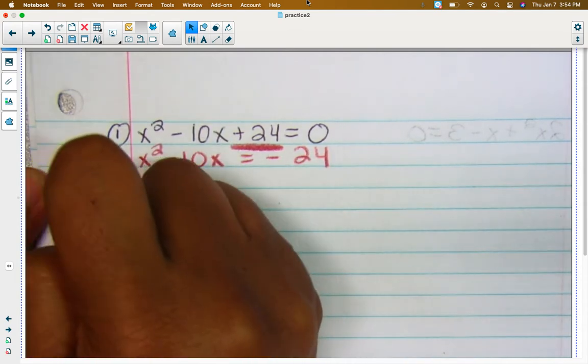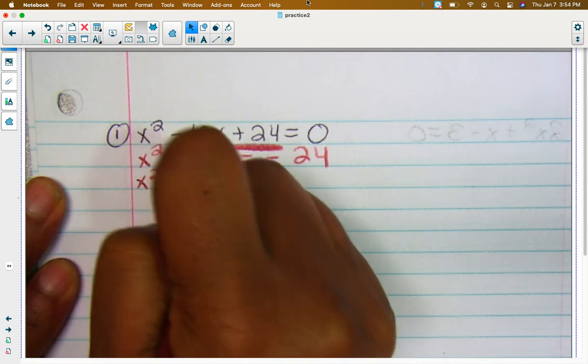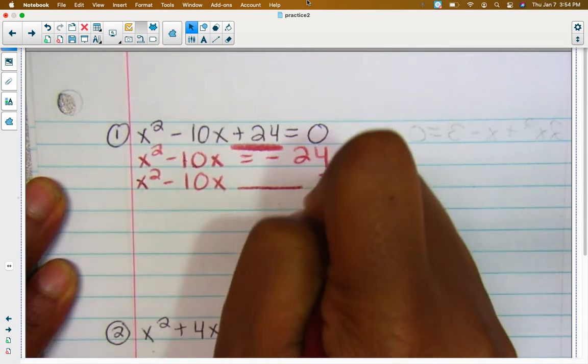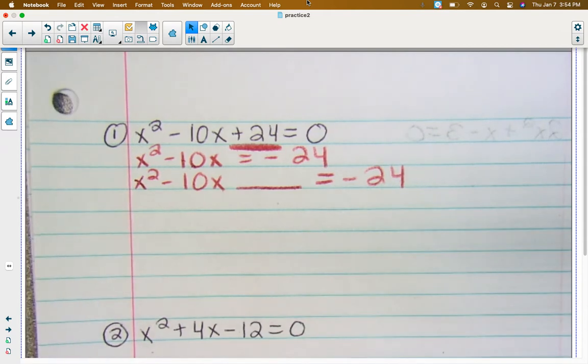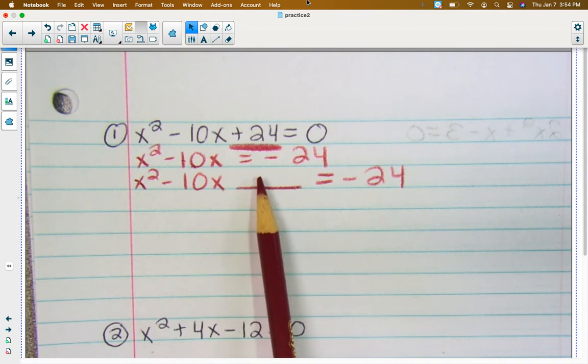Now I'm going to leave a little space in here, and you'll see what I mean in just a minute. I'm trying to add a number purposely so that this number is a perfect square number. So I'm trying to add it purposely so that when I factor, it'll factor easily.